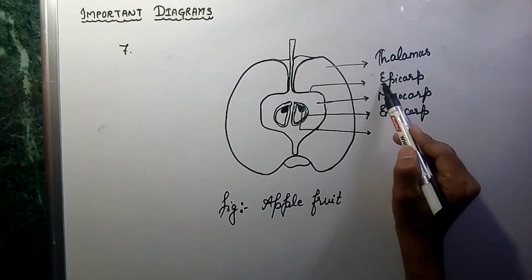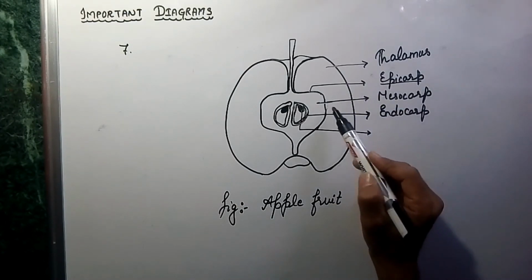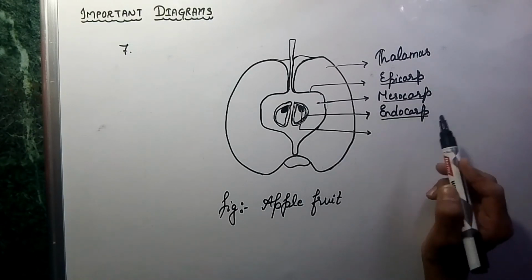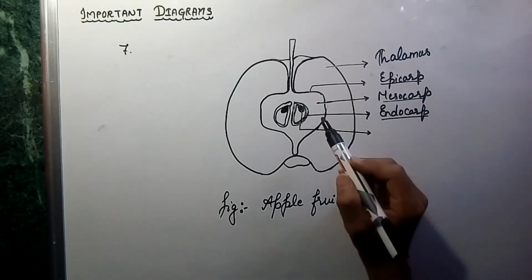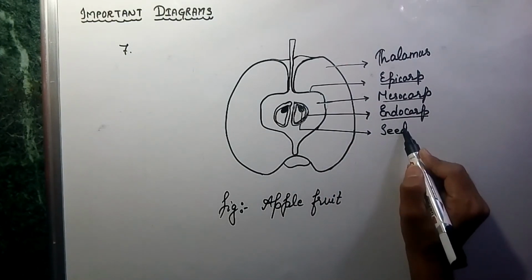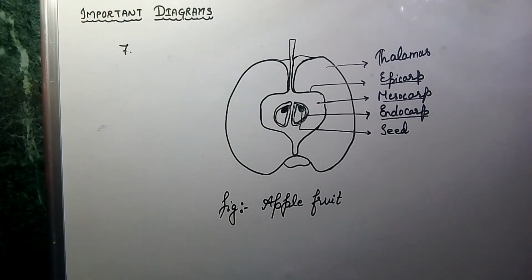Simply, the outer layer is your epicarp, the middle layer is your mesocarp, and the inner one is our endocarp. And inside the endocarp we will see the seeds get developed. And hence this is the diagram of an apple fruit.